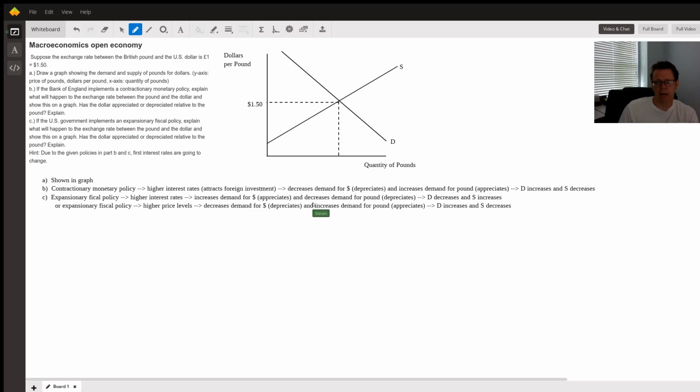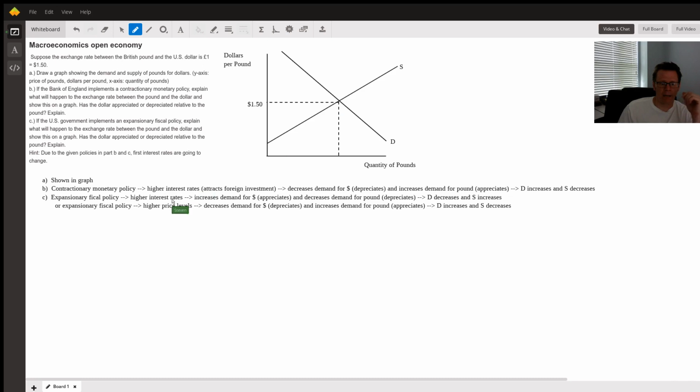So that means the demand for the pound would go down, because now, since the U.S. has higher rates, they want to buy U.S. investments, U.S. bonds, whatever. So they're going to buy the dollar, and they would sell the pound. Since this is in pounds, what's happening there is the demand is decreasing for the pounds, and in turn, supply is increasing.